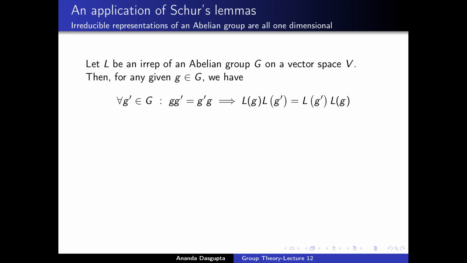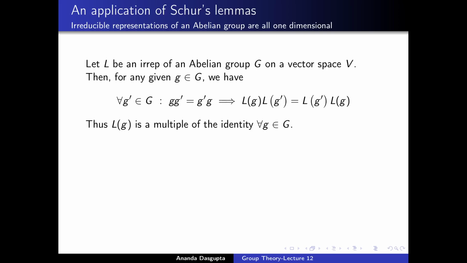But note that what we are saying now is that if you take all the L(g prime) together, since L is an irreducible representation of the group capital G, then the L(g prime) together is an irreducible set of operators on the vector space V, and our specific L(g) commutes with each and every one of this irreducible set of operators. And this immediately tells us that L(g) must be a multiple of the identity. And this works for every small g belonging to capital G. This is, of course, Schur's second lemma in action.